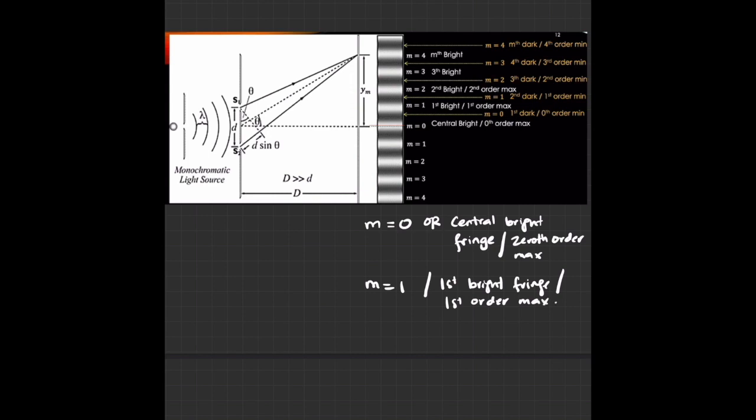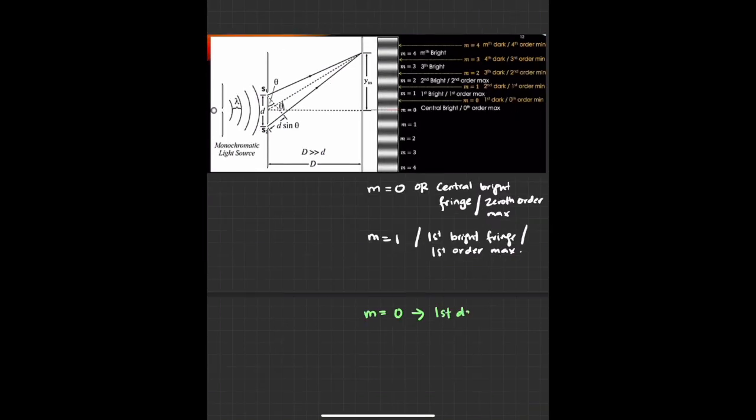For m equal to 0, dark is the same as bright fringe, but for dark, m equal to 0, we call it the first dark fringe. In order, we call it the 0th order minimum. When m is equal to 1, for fringes, we call it the second dark fringe, but in order we call it the first order minimum.